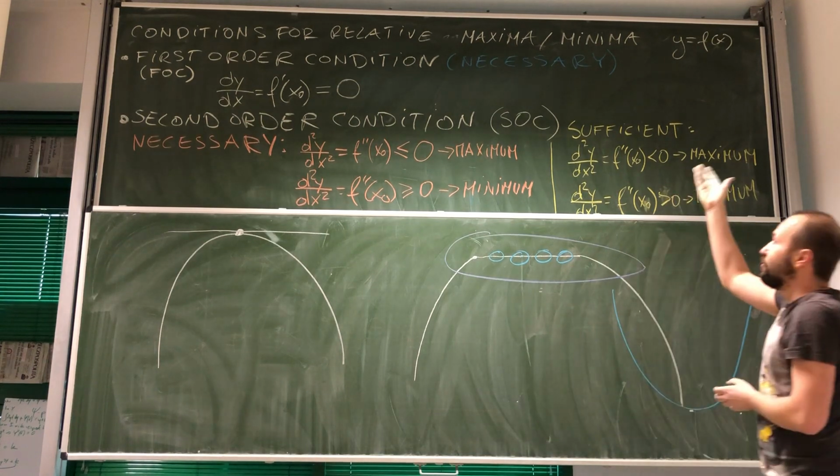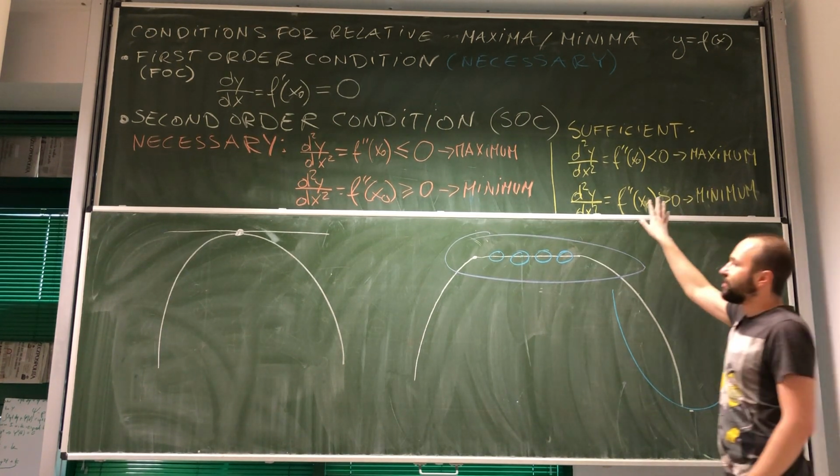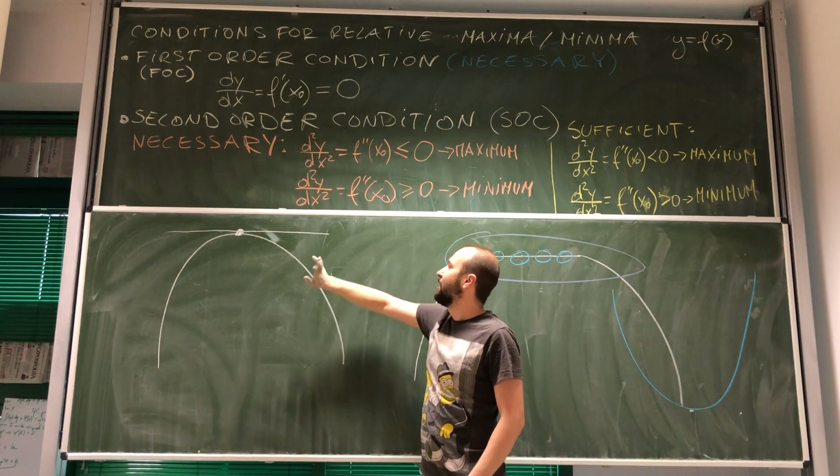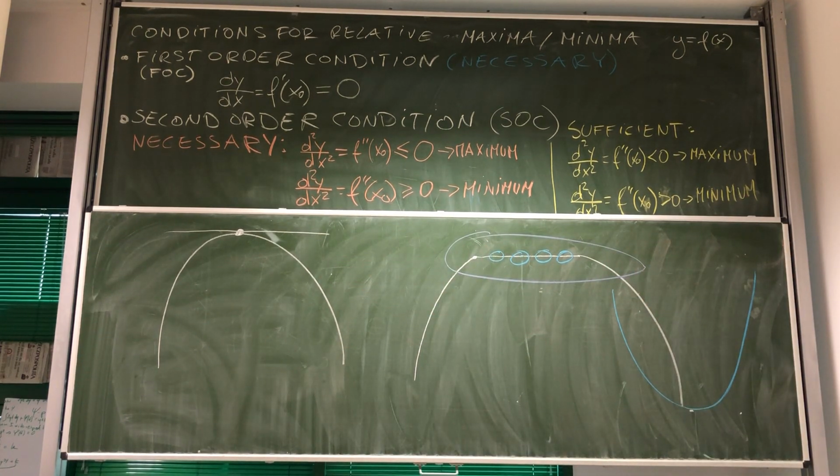You know, because what does necessary mean? That something needs to be fulfilled before we proceed. Sufficient means we have enough, we don't need to do anything else. And the sufficient condition establishes either a maximum or minimum right away.